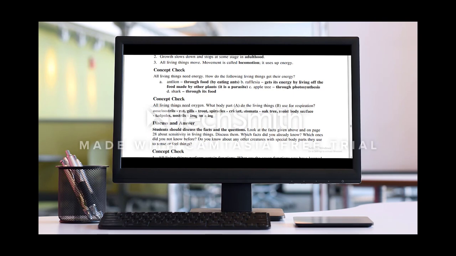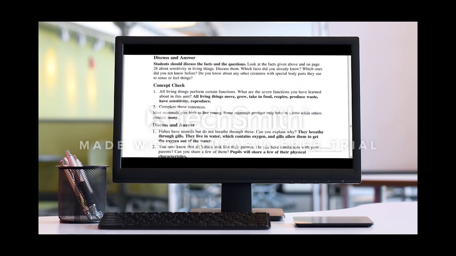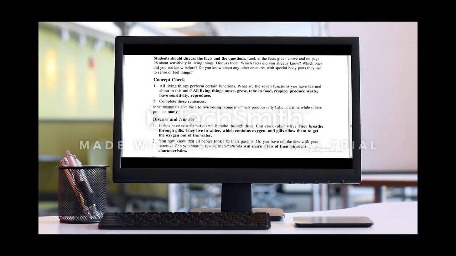Now the concept check at the next page, page number 30. All living things perform certain functions. What are the 7 functions you have learned about in this unit? All living things move, grow, take in food, respire, produce waste, have sensitivity and reproduce. So these are the 7 functions.